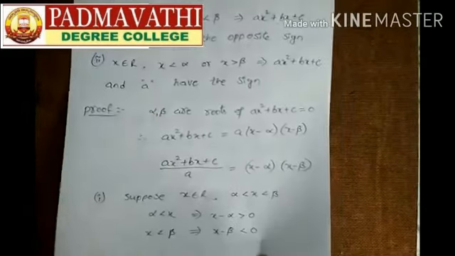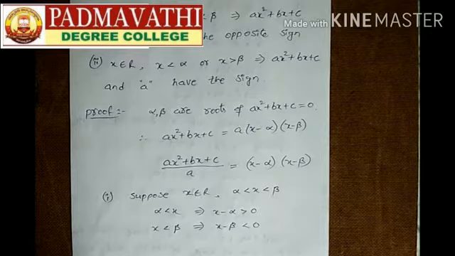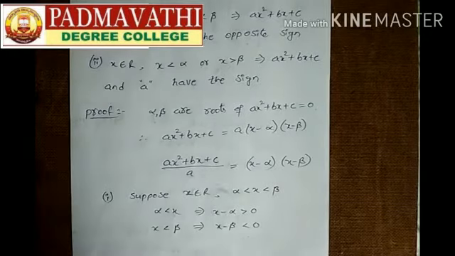First we consider alpha, beta as the roots of the quadratic equation ax square plus bx plus c equal to 0. Then we can write ax square plus bx plus c equal to a into x minus alpha into x minus beta. Why? Because on both sides we need to equate the coefficient of the x square term. That's why we are taking the a value common. So bringing that a value to the left hand side, it will become ax square plus bx plus c by a equal to x minus alpha into x minus beta.